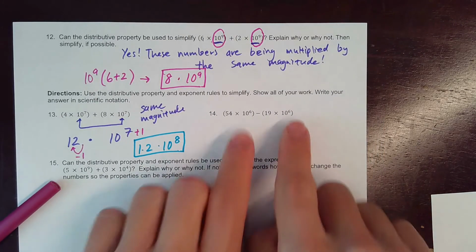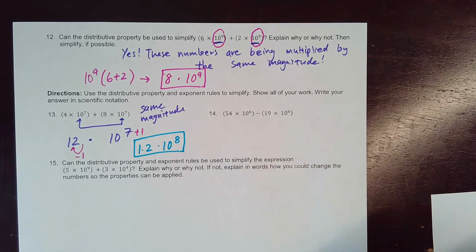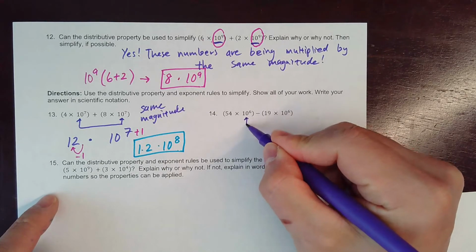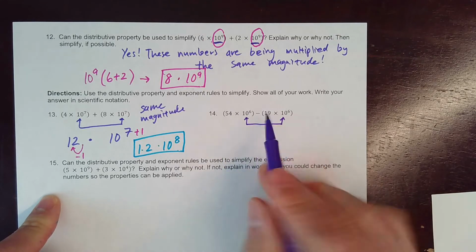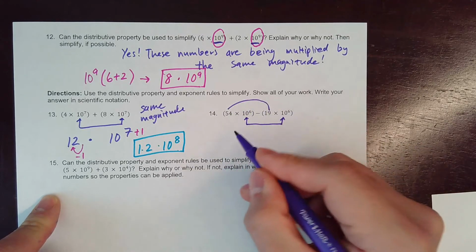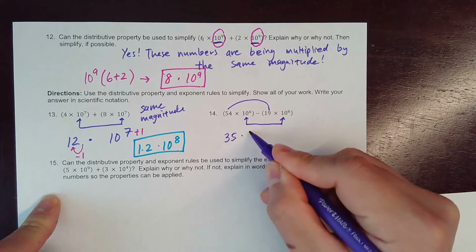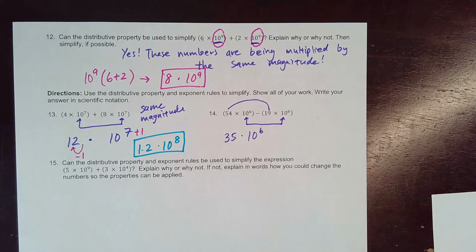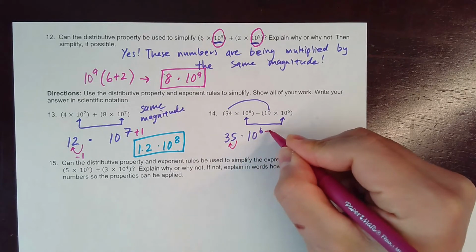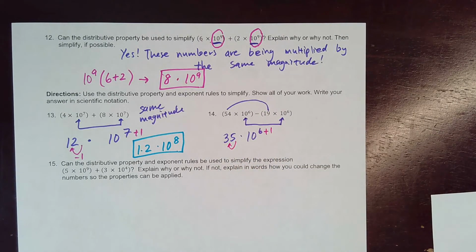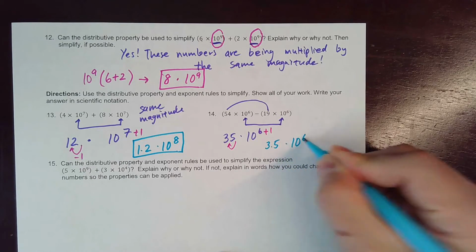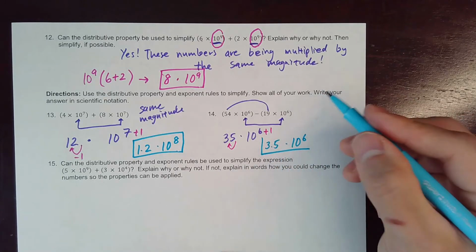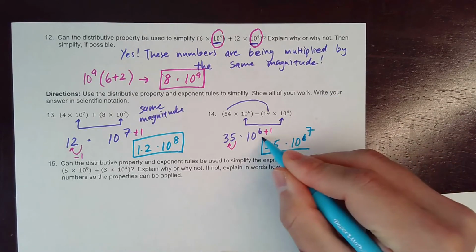Okay. You can also do this with subtraction. Notice how they have the same magnitude again. So all we have to do is just subtract these two numbers. 54 minus 19 is going to be 35 times 10 to the 6th. And then we have to fix this. Take away a placeholder, add a placeholder, and your final answer is 3.5 times 10 to the 6. Oh, I'm sorry. 10 to the 7. I'm sorry.